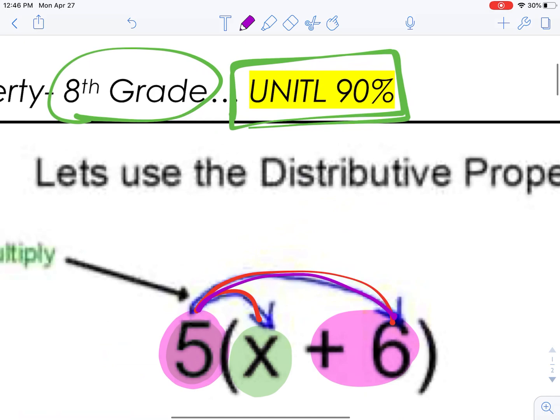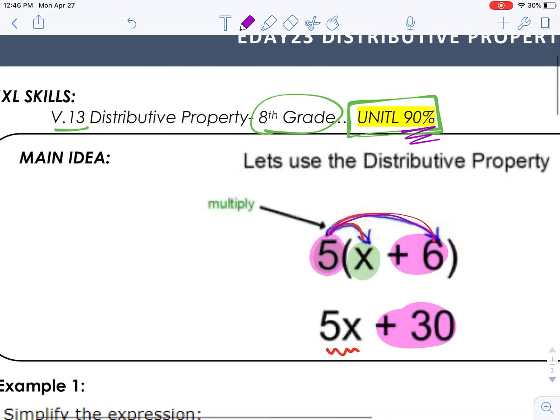I hope this IXL is pretty easy for you. Like I said, you can stop around 90%. They added in some decimals. You could still do it further, but I thought 90% would be good enough for us.